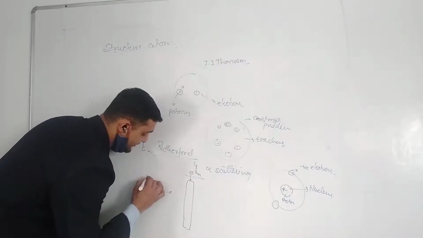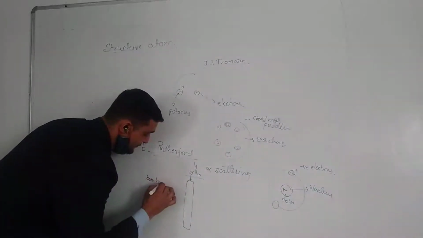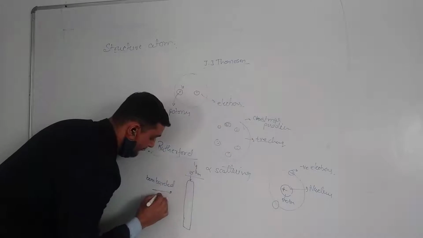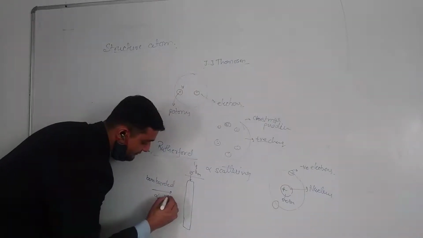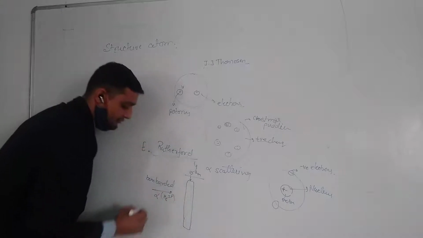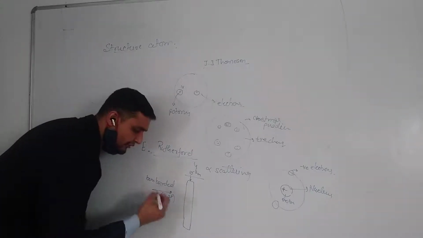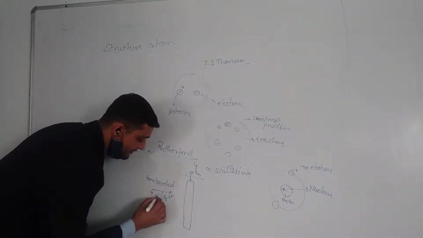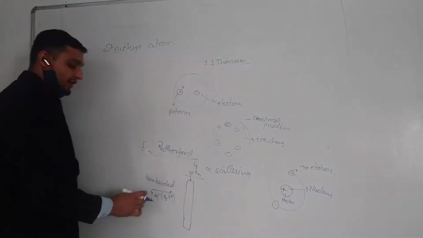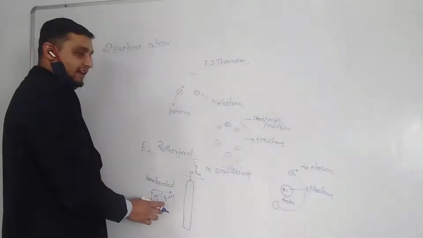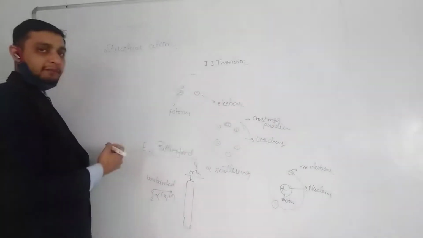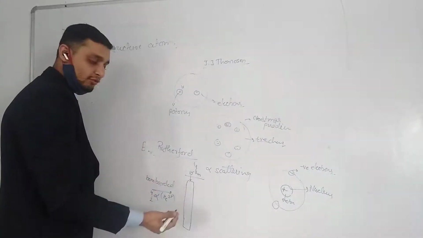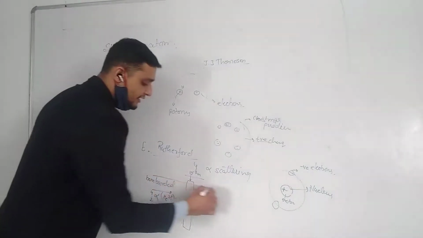He bombarded alpha particles. Alpha particles are a positively charged helium atom which has no electrons. Later on we will study this. Its weight is 4 and its atomic number is 2. These are the alpha particles. These are positively charged. So when a positive charge comes in front of it, it will be repelled. Or if there is no charge or negative charge, it will pass straight.